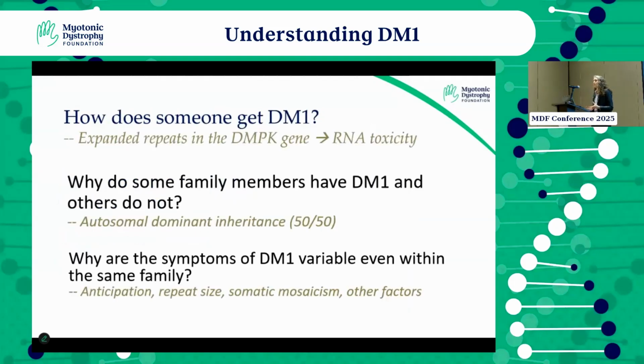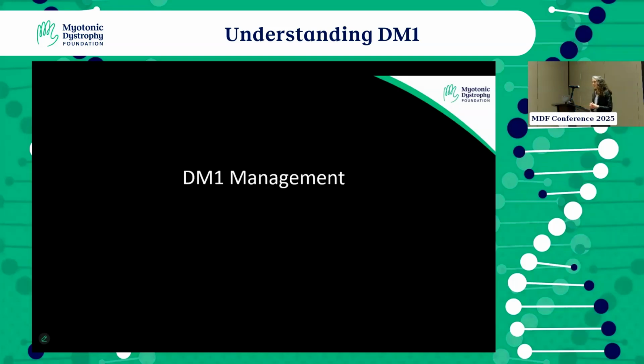So to get back to our questions, how does someone get DM1? It's due to the expanded repeats in the DMPK gene, leading to that RNA toxicity. Why do some family members have DM1 and others do not? It's autosomal dominant inheritance. So a child will have a 50-50 chance of getting the gene mutation. Why are the symptoms of DM1 variable even within the same family? So that's due to phenomena such as anticipation and the repeat size that a person has, as well as somatic mosaicism and other factors. All right, so we're getting into the home stretch, DM1 management.